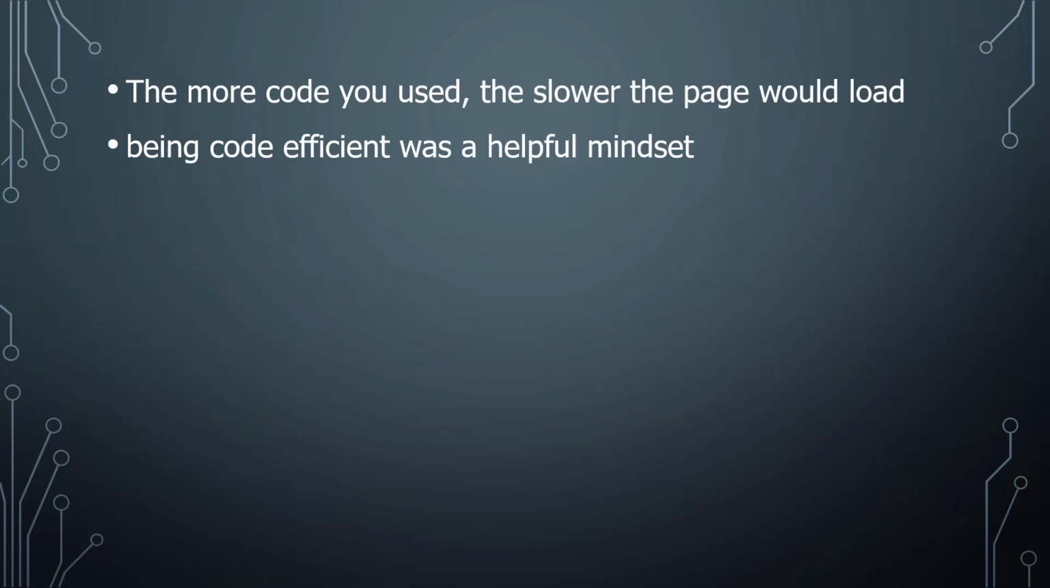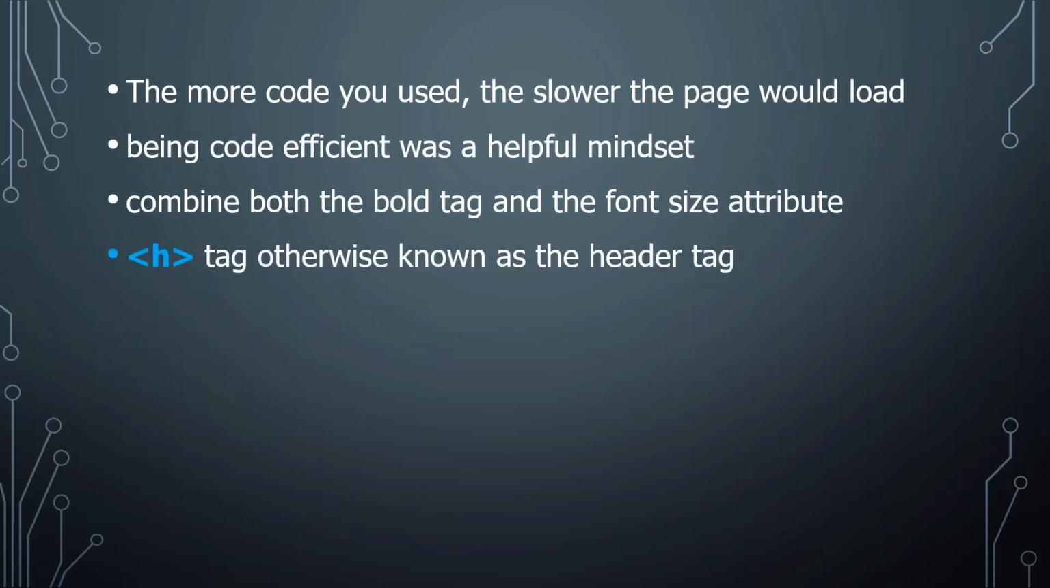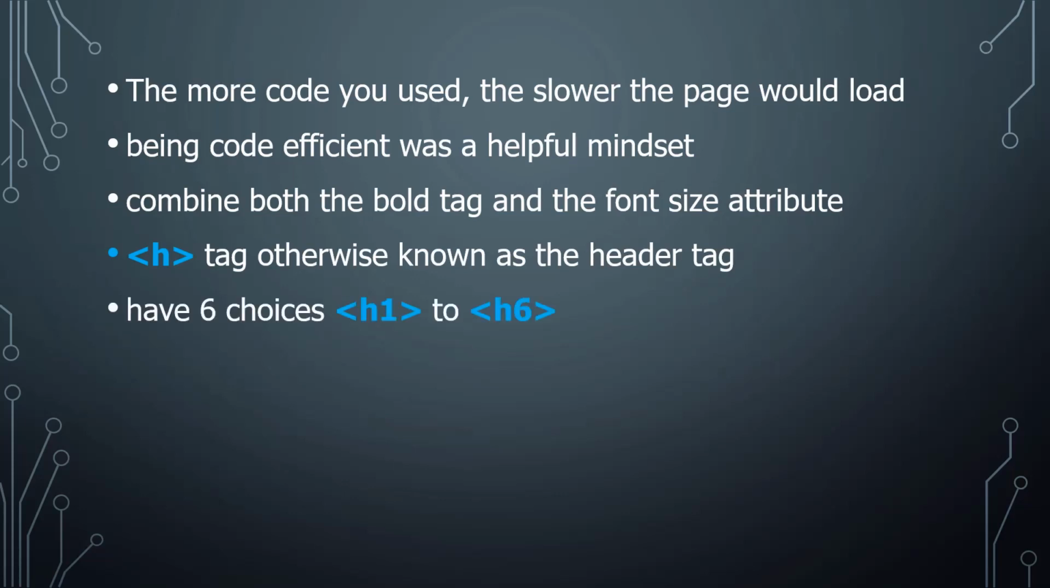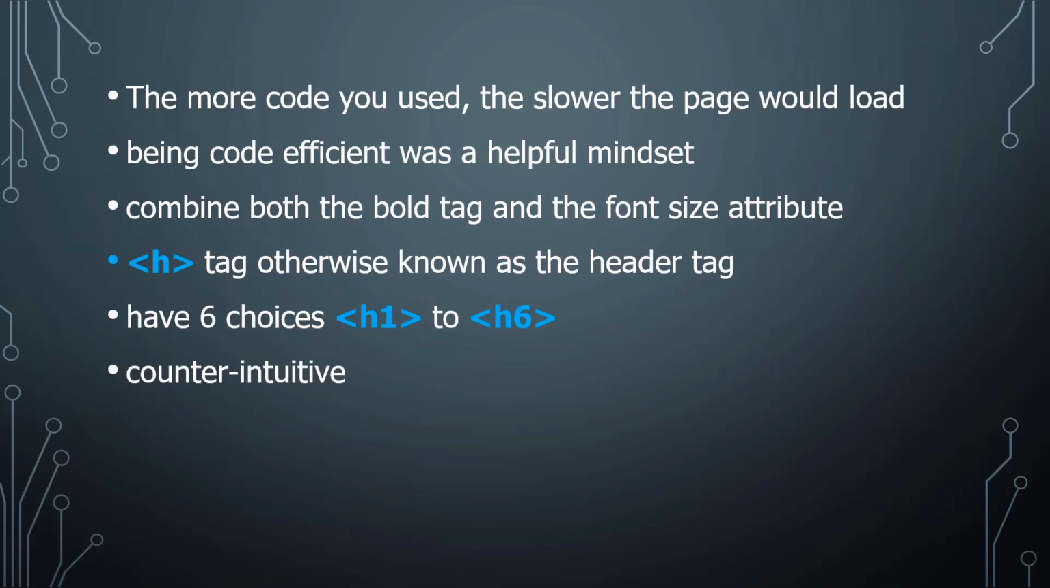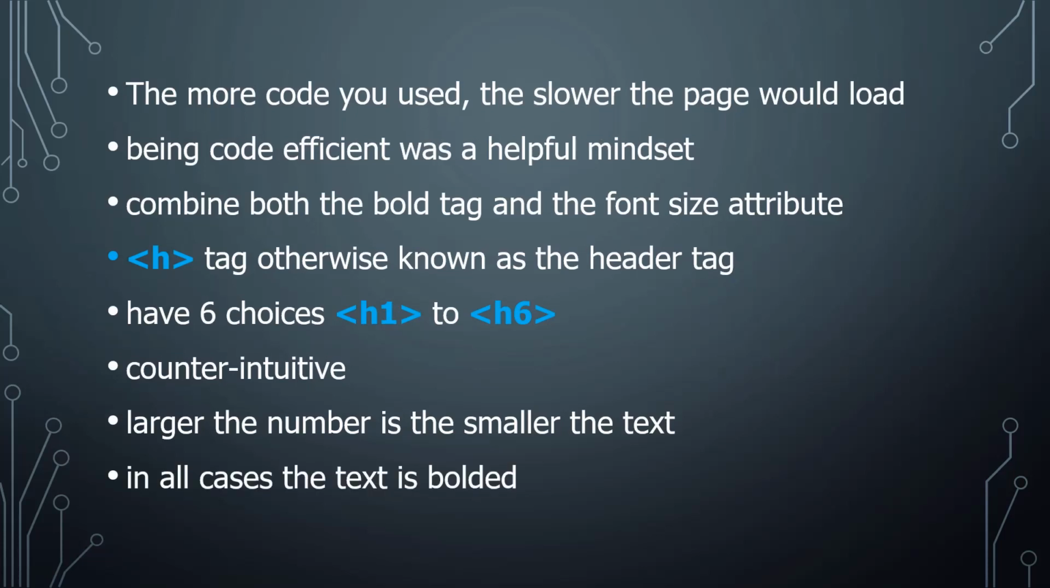You can combine both the bold tag and the font size attribute by using the H tag, otherwise known as the header tag. And to this end, you have 6 choices, H1 through H6. Now in this case, you have to be careful because these tags can seem a little counterintuitive or backwards, as you will. Now this is because the larger the number is, the smaller the text actually becomes. So the smallest text you could get would be H6 and the largest would be H1.